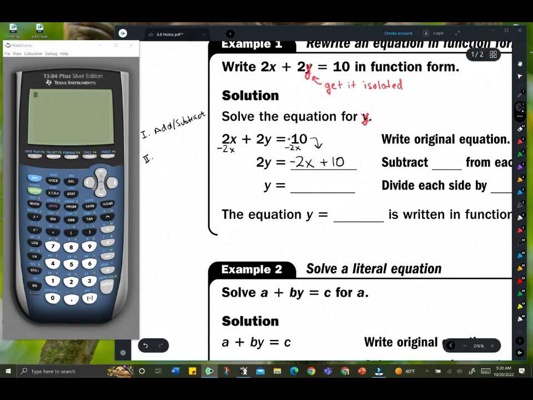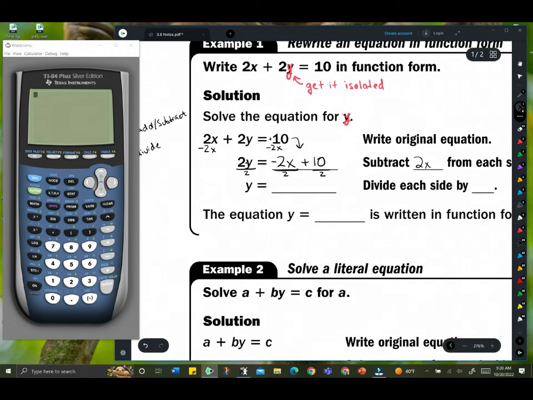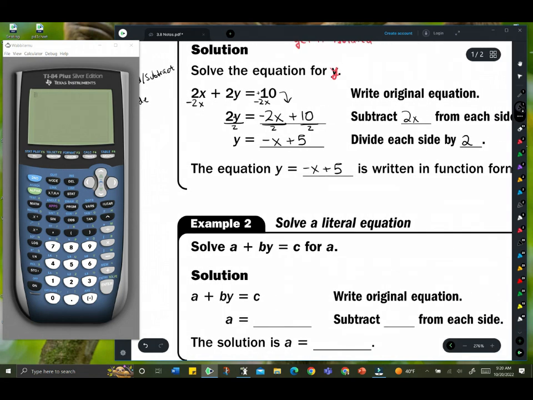The next step then is to divide any coefficients, or multiply by the reciprocal. In this case, we have a 2 in front of the y, and we need to divide that away. So we're going to divide everything by 2. First we subtracted 2x, and then we're dividing everything by 2. So that means y is equal to negative x, because 2 divided by 2, plus 5. And that's our little equation, negative x plus 5. It is then in function form, which is y equals.